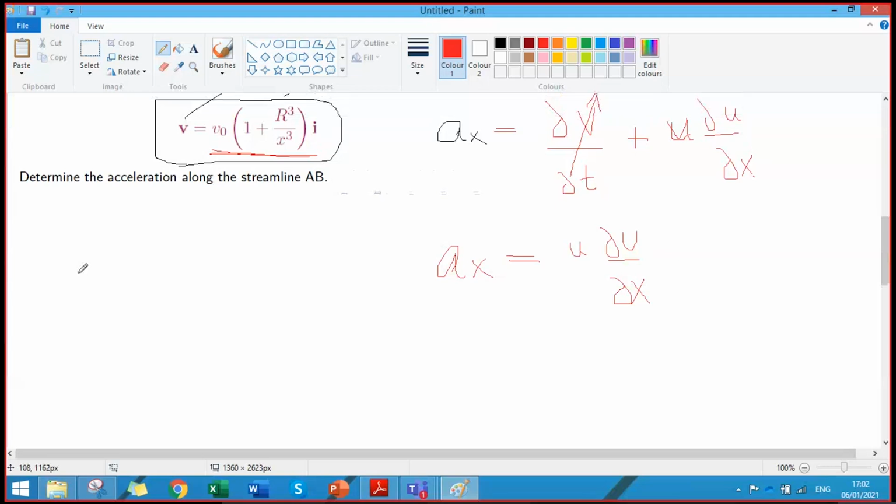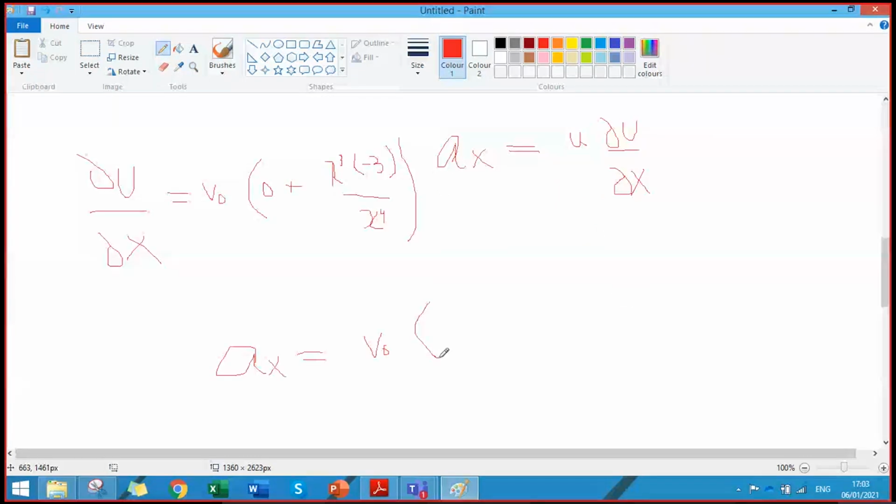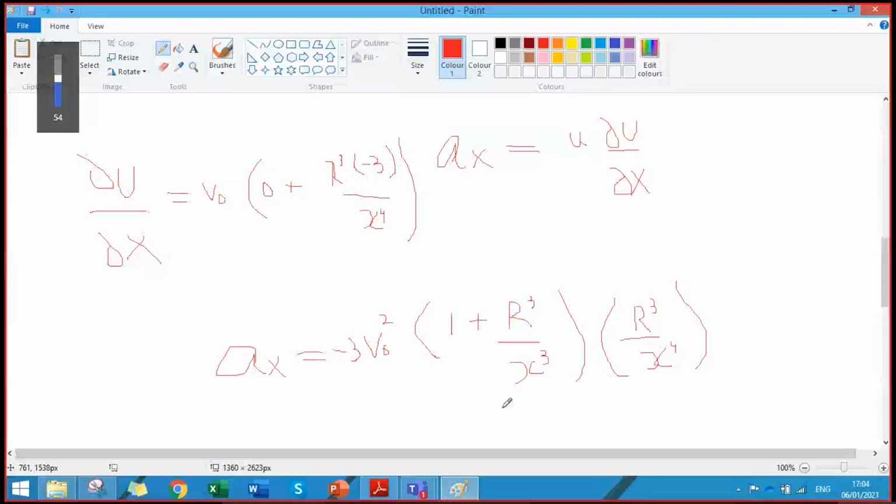So yes, ax would be v naught into 1 plus r cube by x cube, multiplied by v naught. So I will write it as v naught square into r cube by x4, and here we'll write minus 3. Clear? So this is the acceleration for this flow. Is it clear? Yes, sir. Clear.